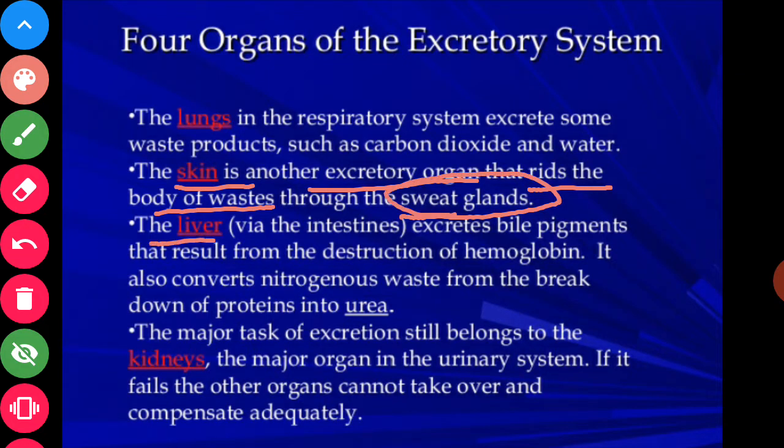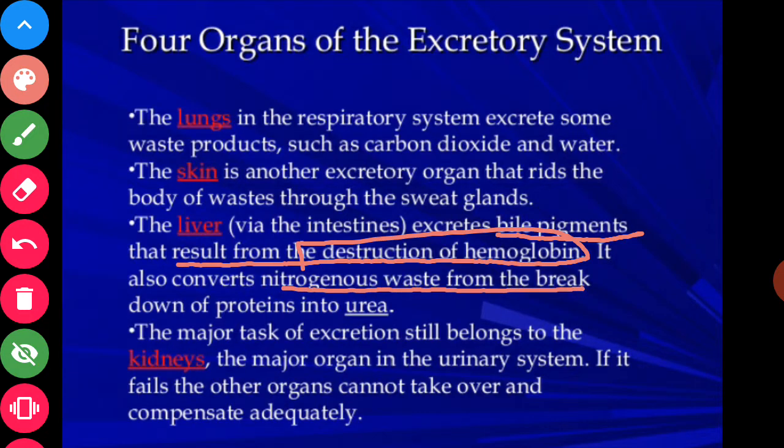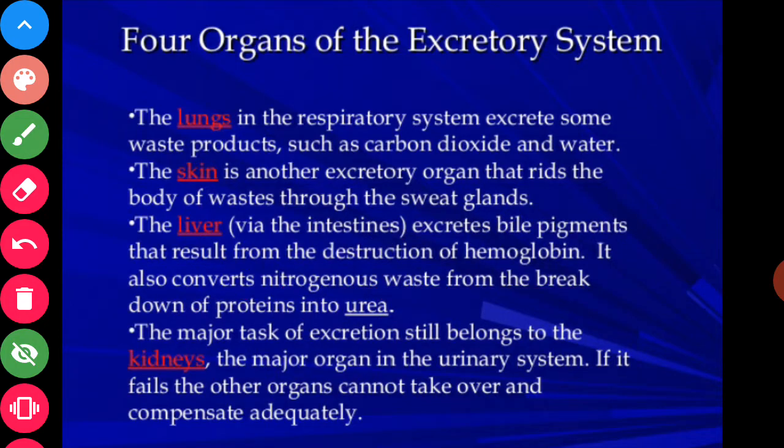The liver is also an excretory organ. The liver, via the intestines, excretes bile pigments that result from the destruction of hemoglobin. It also converts nitrogenous wastes from the breakdown of proteins into urea.